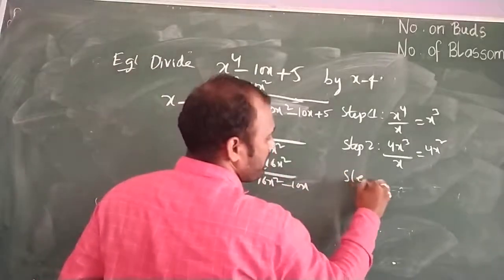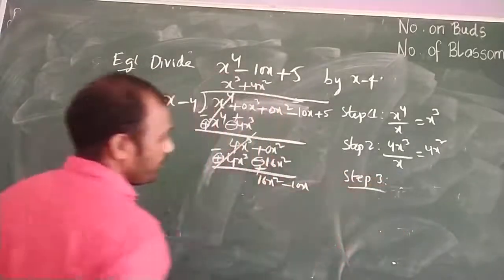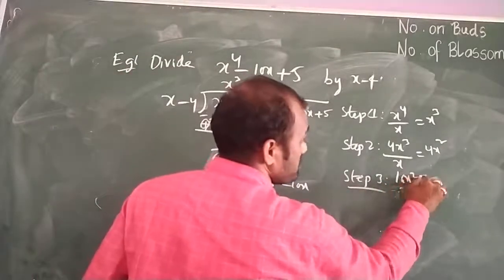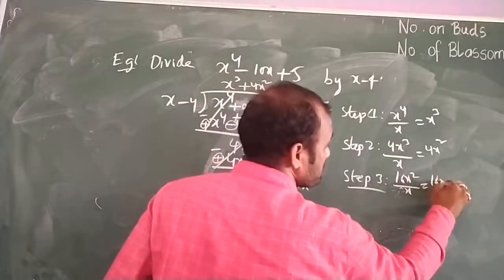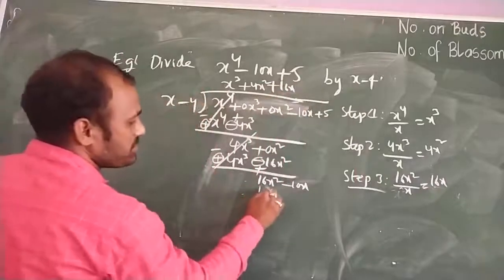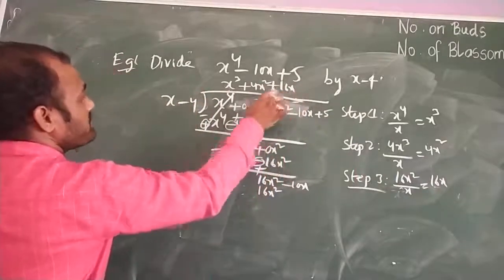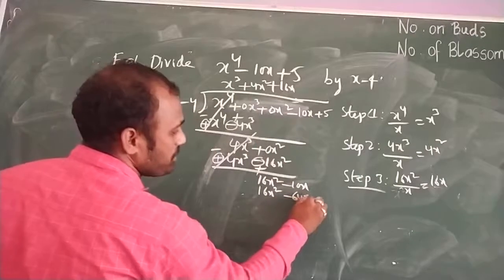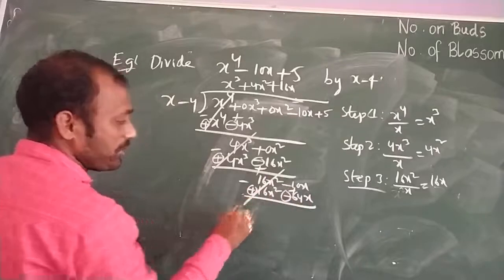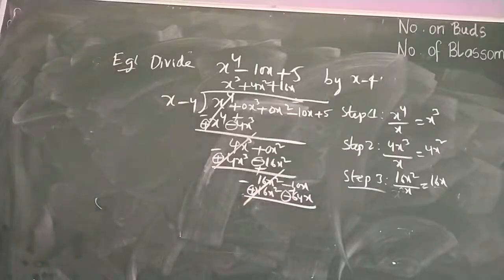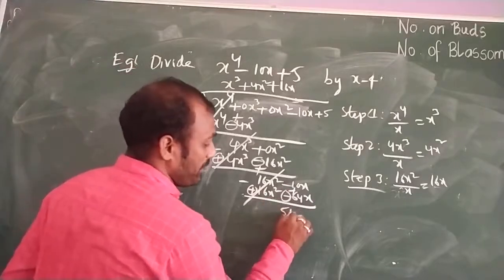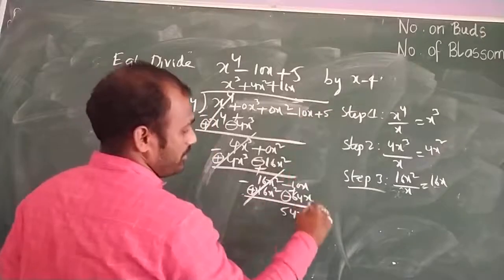Next, step 3. What is the first term here? 16x², and here it is x. 16x² divided by x is 16x. So right here, plus 16x. 16x into x is 16x², and 16 times 4 is 64, so minus 64x. Plus becomes minus, minus becomes plus, and this gets cancelled. So 10 plus 64 is 54x. Next, plus 5.